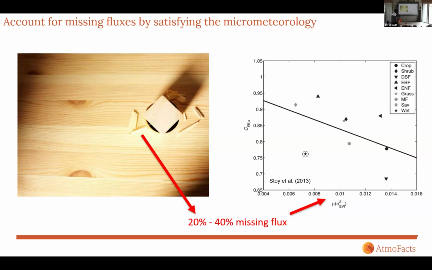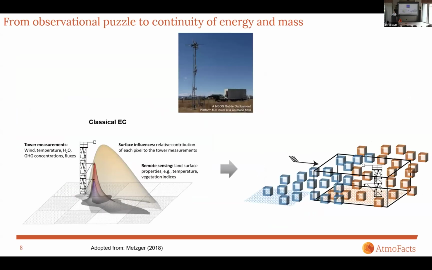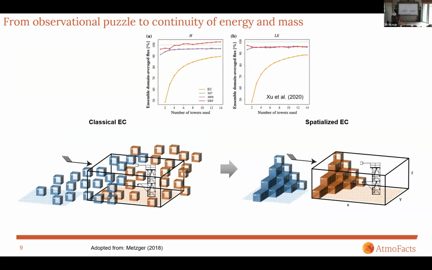Now, what can we do about it? How can we actually account for that missing flux? That's where flux spatialization can help get from an observational puzzle to continuity of energy and mass. You see on the left-hand side these irregularly shaped footprints, almost like plume envelopes, and they essentially equate to a leaky control volume. So by definition we're not satisfying our micrometeorology, our control volume here. What if we were able to stack those individual air parcels back to where they originated from, essentially running the fluxes back on the wind? We stack them back where they came from, and then suddenly what we see here, in this study by Kirschü, is that energy balance closure is satisfied, even from a single tower.